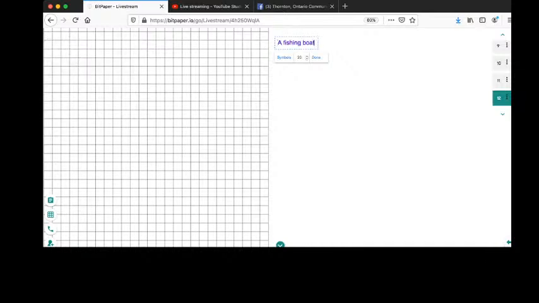So a fishing boat sends a distress signal from a location given by the coordinates 200, 180.